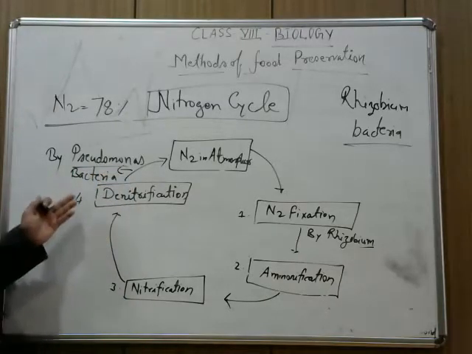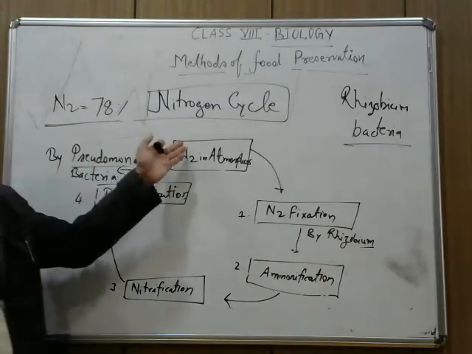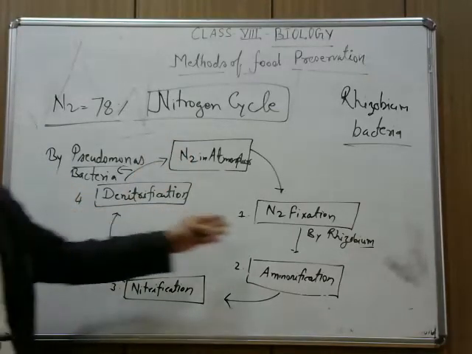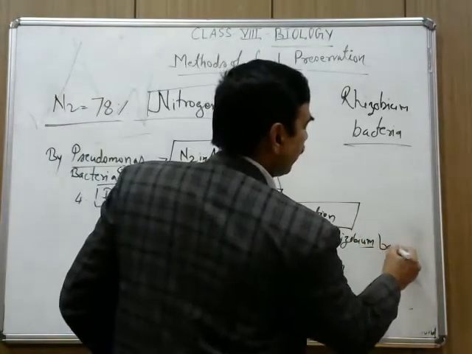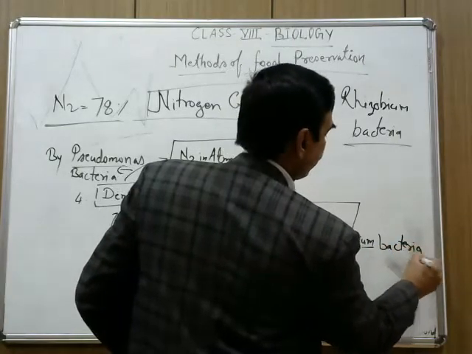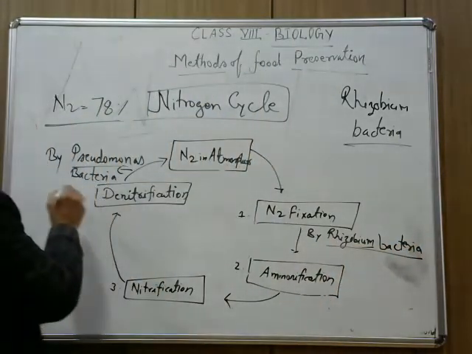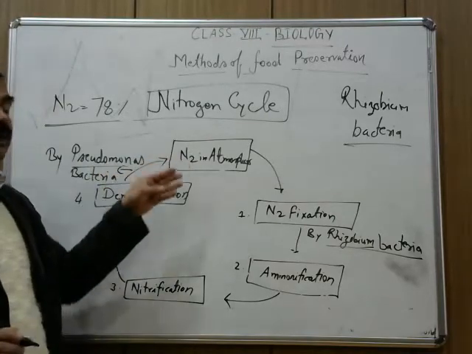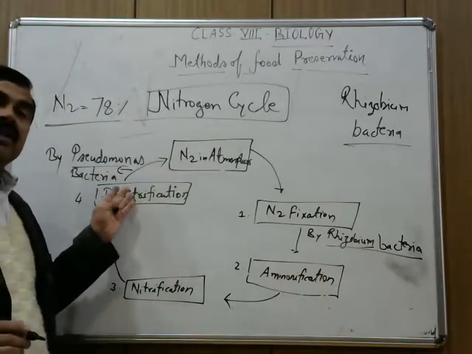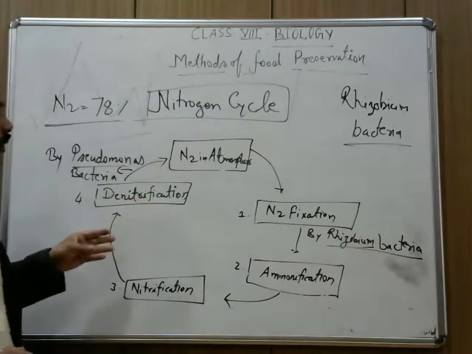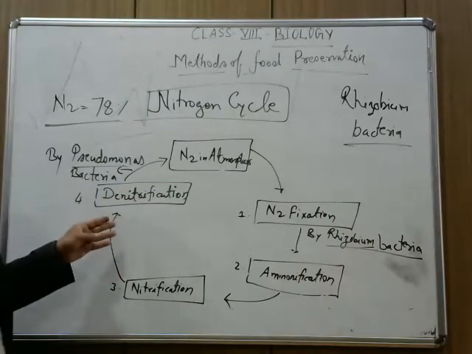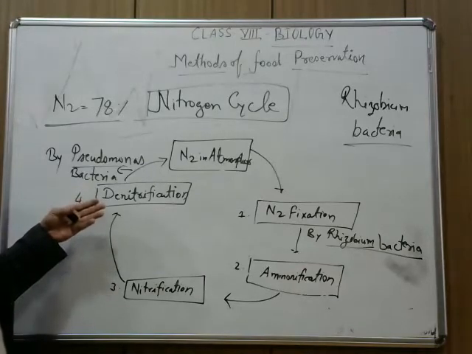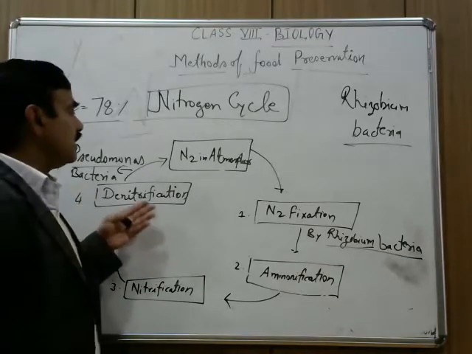By Pseudomonas bacteria, the nitrate is returned back to the atmosphere. So there is the involvement of 2 bacteria: number 1, especially Rhizobium bacteria, and number 2, Pseudomonas, which returns nitrate back to the atmosphere. So this nitrate is returned back to the atmosphere with the help of denitrifying bacteria, and this denitrifying bacteria is known as Pseudomonas. The name of the denitrifying bacteria is Pseudomonas.